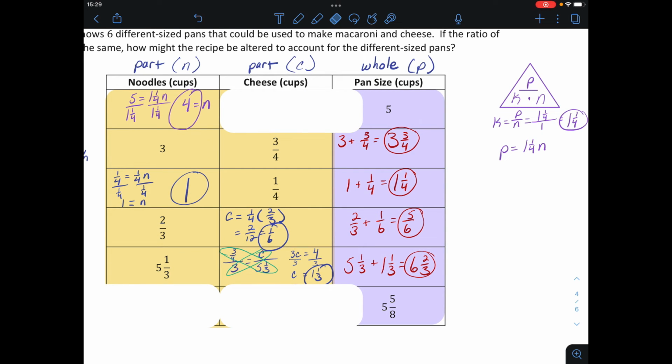Pause the video here and see if you can find the number of cups of noodles that would go with a 5 5/8 size pan at the bottom of our table.